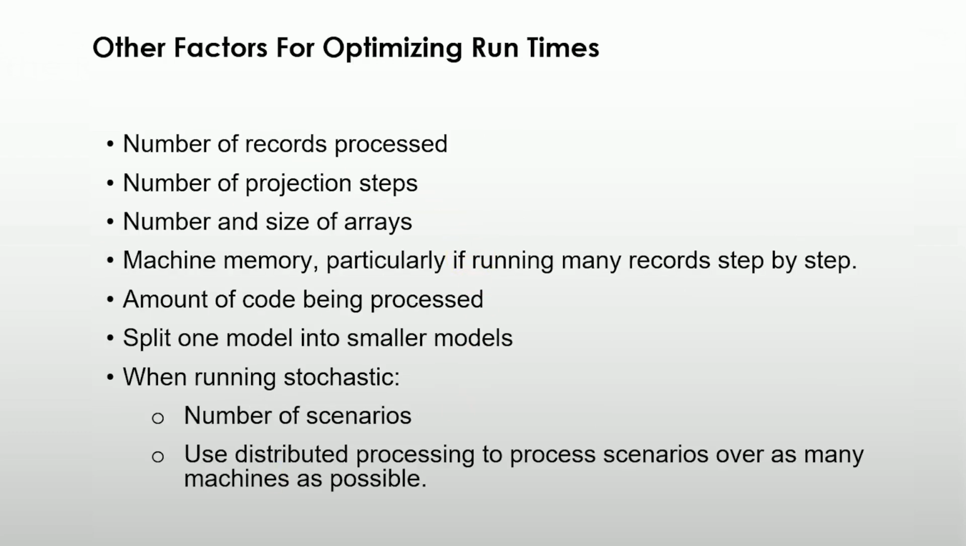Other factors to consider for optimizing runtimes are number of records processed. You may consider using model points, particularly for stochastic runs. Number of projection steps. Could they cut off the run earlier if results from later years don't affect results materially, or lengthen the projection step and use of events? Number and size of arrays. Machine memory, particularly if running many records step by step.